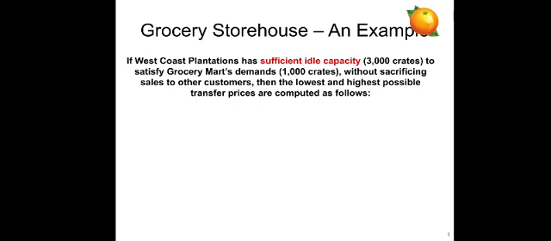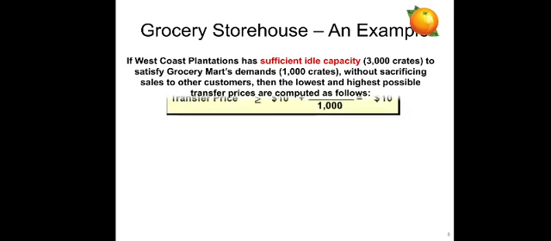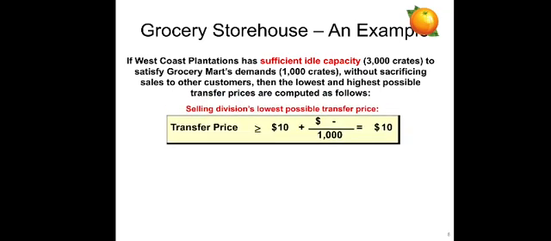Okay, if West Coast Plantation has sufficient idle capacity, means unused capacity. Idle capacity here is 3,000 crates to satisfy Grocery Mart's demand of 1,000 crates without sacrificing sales to other customers, then the lowest and highest possible transfer price are computed as follows. Okay, this is the case of sufficient idle capacity. There is a sufficient idle capacity.